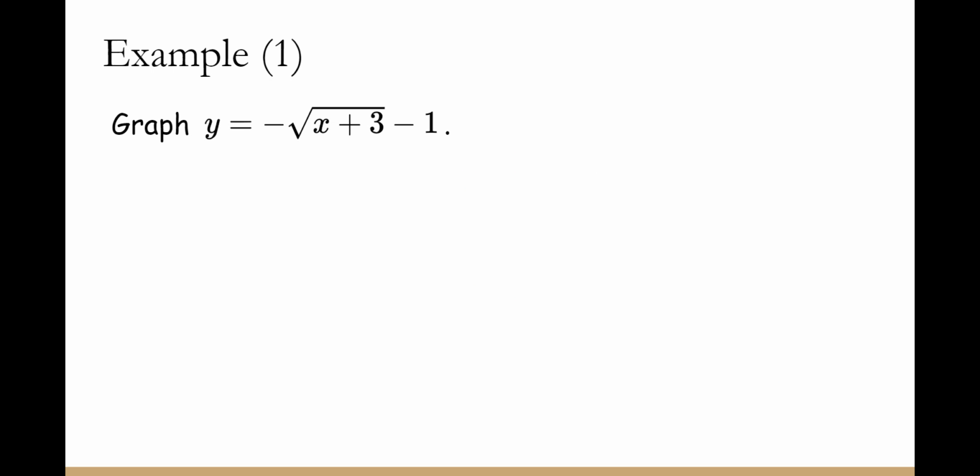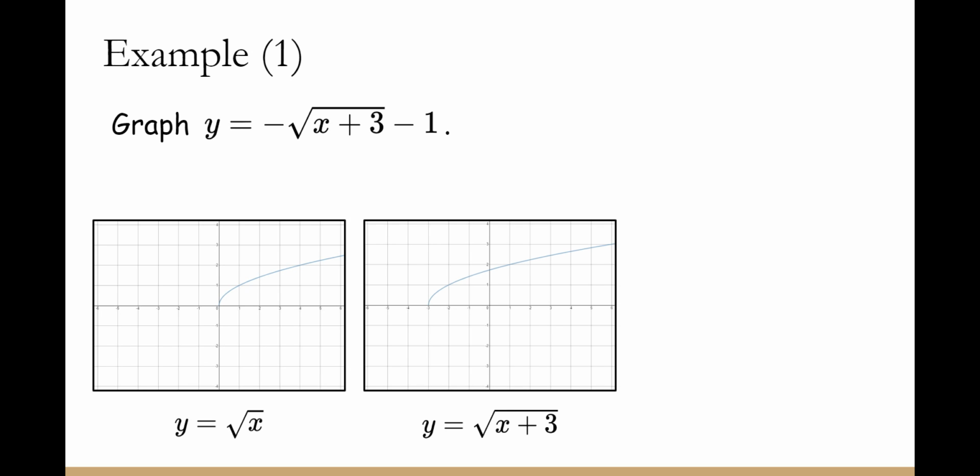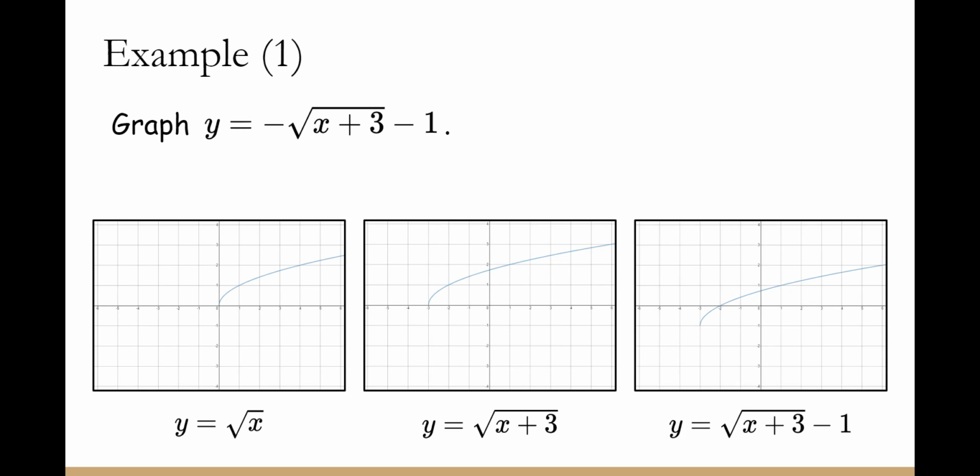In our first example, we have to graph y is equal to negative square root of x plus 3 minus 1. So we can break this down into many smaller steps. And the first step we can do is by graphing y is equal to square root of x. And we go from there. Next, we would include the plus 3 inside the radical. And as we know from before, this shifts the function 3 units to the left. And then by adding a subtract 1 on the outside, this would shift the graph 1 unit down.